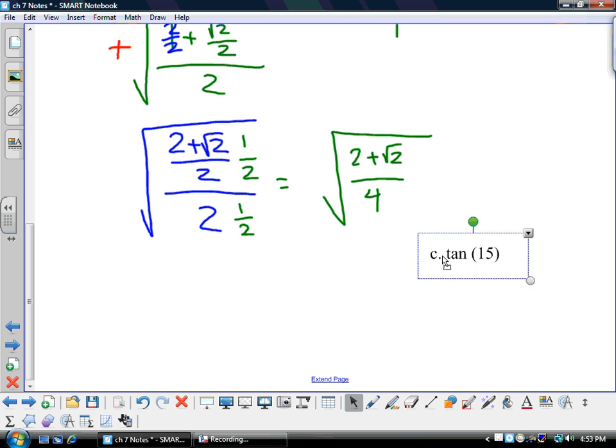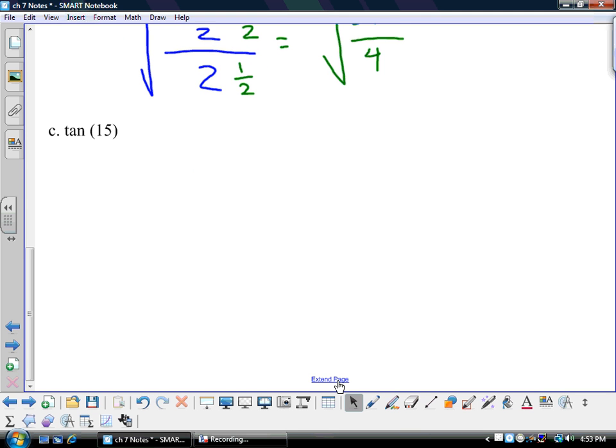An example like that with tangent: figure out the tangent of 15 degrees using a half-angle formula. So we would rewrite it as the tangent of something divided by 2. We're going to rewrite it as 30 divided by 2. At this point, you might be thinking, didn't we do things like this yesterday? Didn't we write 15 as 45 minus 30 and then use the sum and difference formulas?